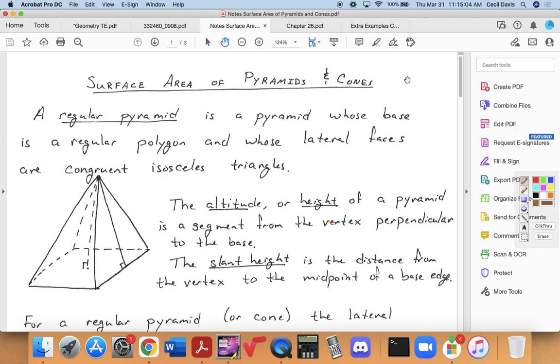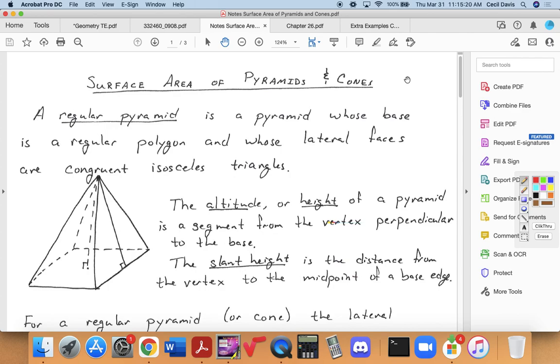All right, so we've been doing prisms and cylinders. Today we're going to move on to pyramids and cones. So with pyramids, we are only going to do regular pyramids for the majority of our problems.